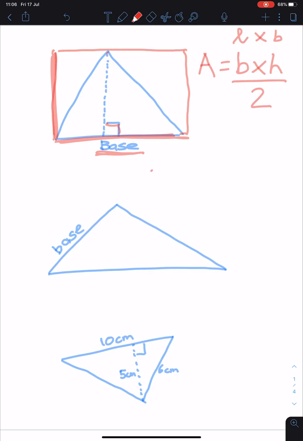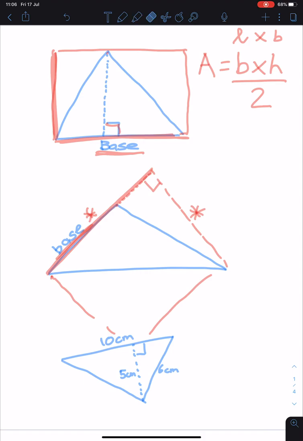Now how would we do the next one? Because here is the base, but there is no right angle on the base. So we need to create one. So we will bring out our rectangle. Remember, the rest of the rectangle would go like that. And there is our right angle. So this is the base. So we would multiply this measurement here by this measurement here, and then divide it by 2.